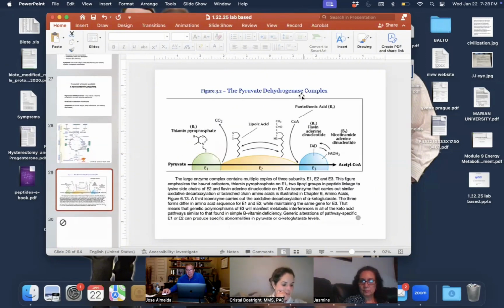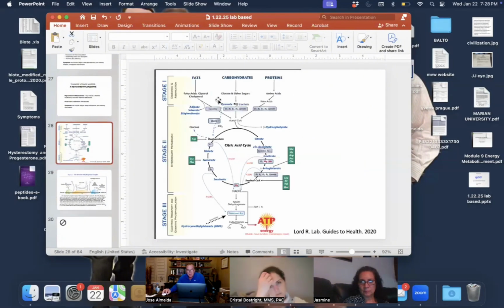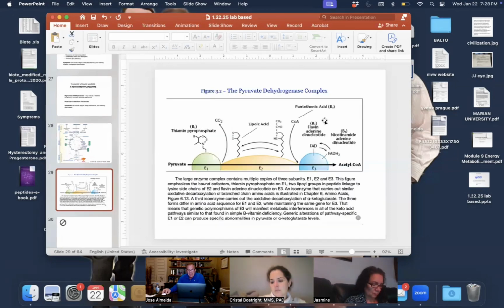Now, pyruvate dehydrogenase. This is a big enzyme with three components, E1, E2, E3, that make it work, converting pyruvate to acetyl-CoA. I'm showing you this one because this is a big dog right here. This is carbohydrate metabolism. If pyruvate dehydrogenase is not working well, you can't convert pyruvate to acetyl-CoA in the mitochondria, and your entire Krebs cycle and everything downstream suffers. With a thiamine problem, B1 deficiency, you're not going to get good pyruvate dehydrogenase function.